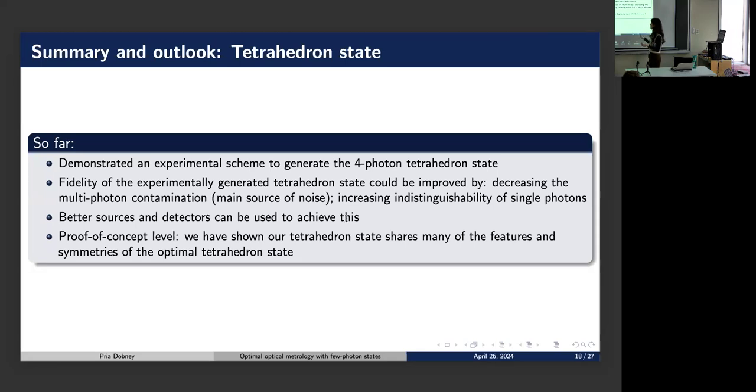And also, we could increase the indistinguishability of the single photons that we use throughout the experiment. And we could achieve this with just better sources and detectors. However, at the proof of concept level, at least, we've created a state that shows a large amount of the features and symmetries of the optimal theoretical tetrahedron state.